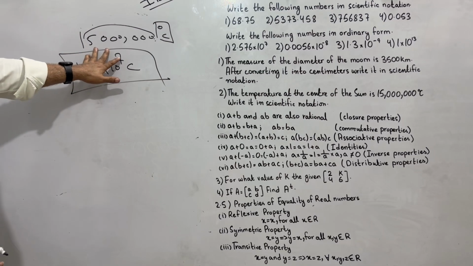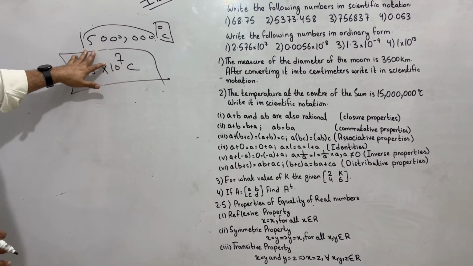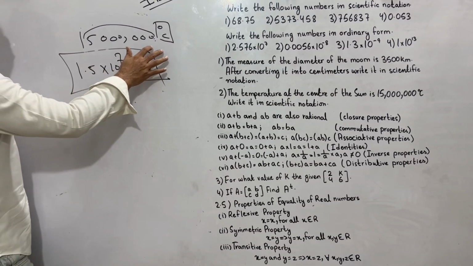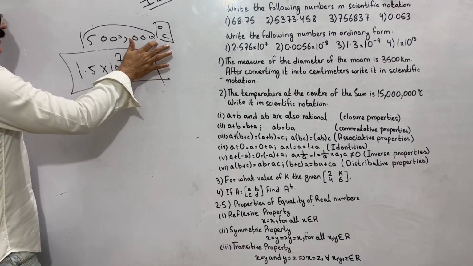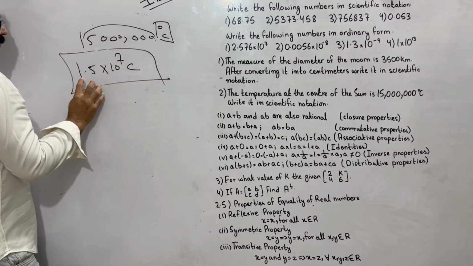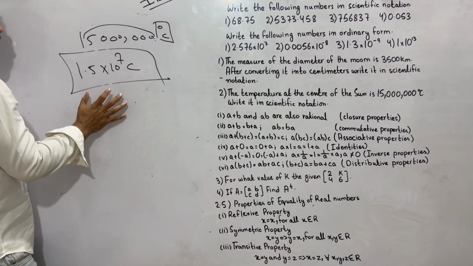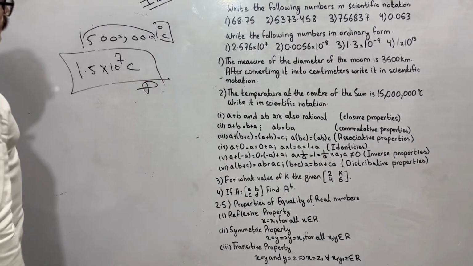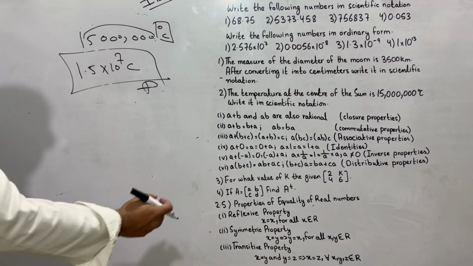The temperature of the sun is given in ordinary notation as 15 with 6 zeros. Now the decimal has to shift. It has to travel 7 digits from right to left. It will become 1.5 into 10 raised 7. That is our scientific notation for the temperature of the sun.